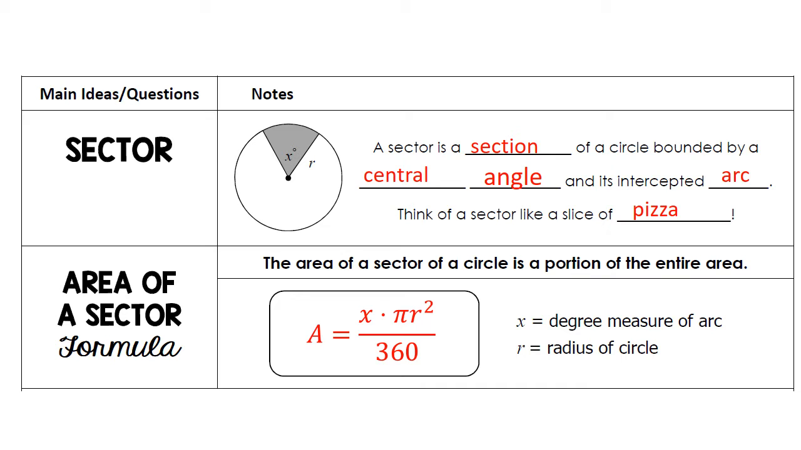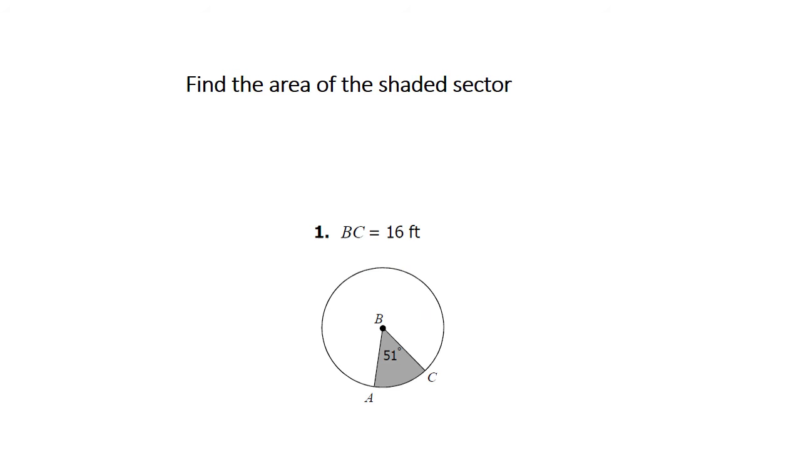We will need the degree measure of the central angle, and we will need the radius to be able to solve for the sector. The formula is x, which stands for the degree measure of the arc, times pi r squared, which you may recognize as the area of the circle. I would recommend you simplify the numerator first, and then you're going to divide that by 360, the total number of degrees in the circle.